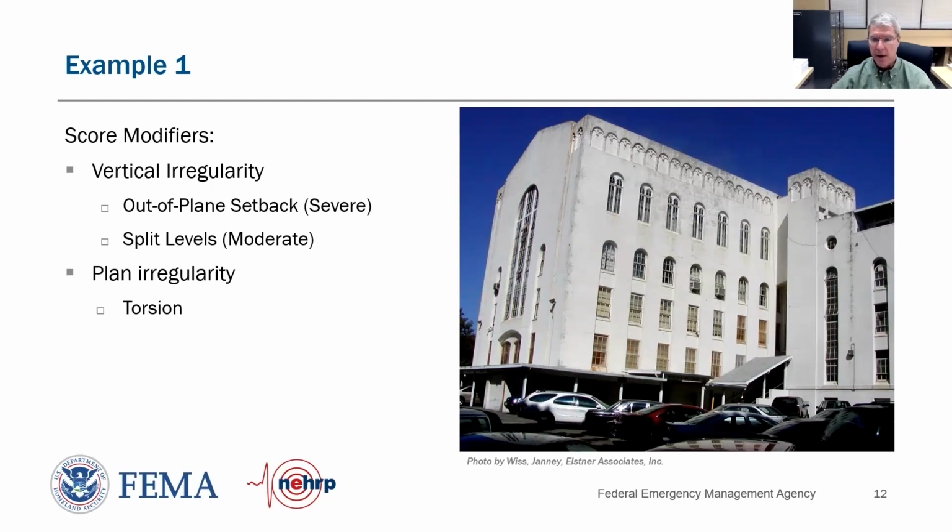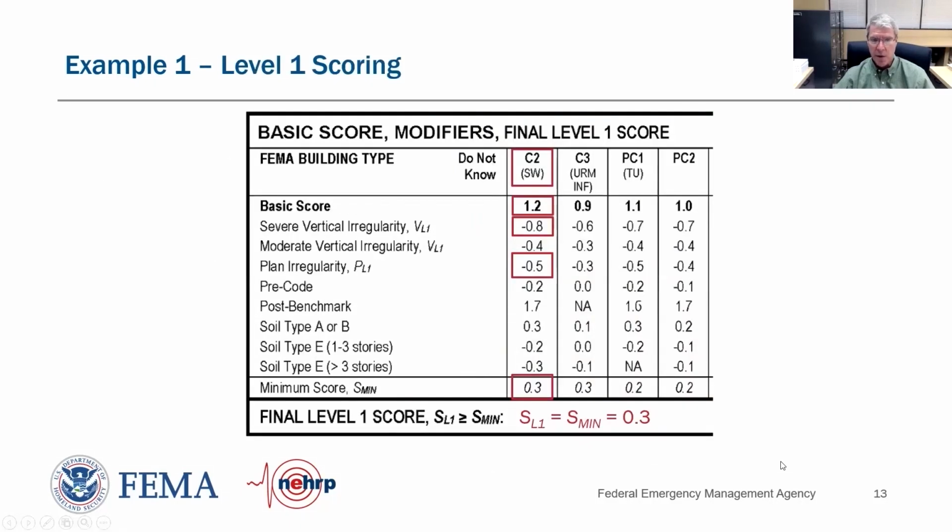And then plan irregularity, like you mentioned, we've got one side that has some larger openings that create or induce torsion in our building. And so we've got a plan irregularity. So we take that as well. So if we were to score this, we would have C2, which is concrete shear wall. We would have a severe vertical irregularity, which is our minus 0.8. And then we would have our plan irregularity of minus 0.5.